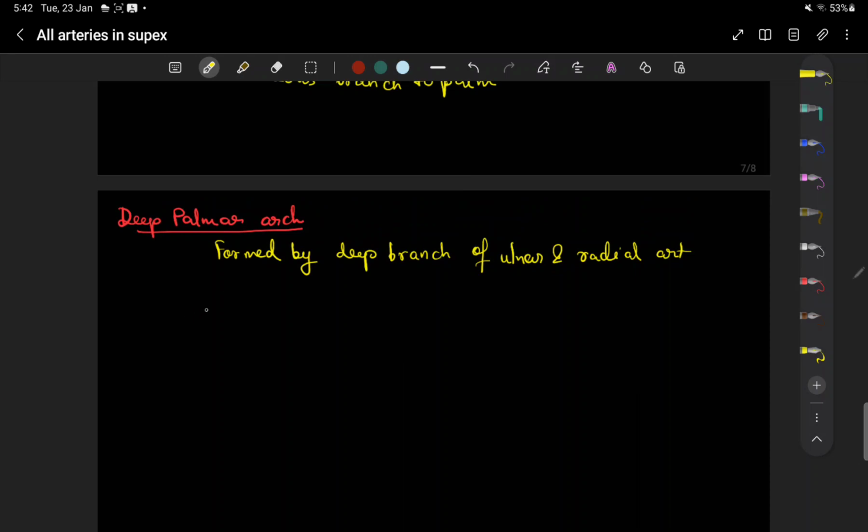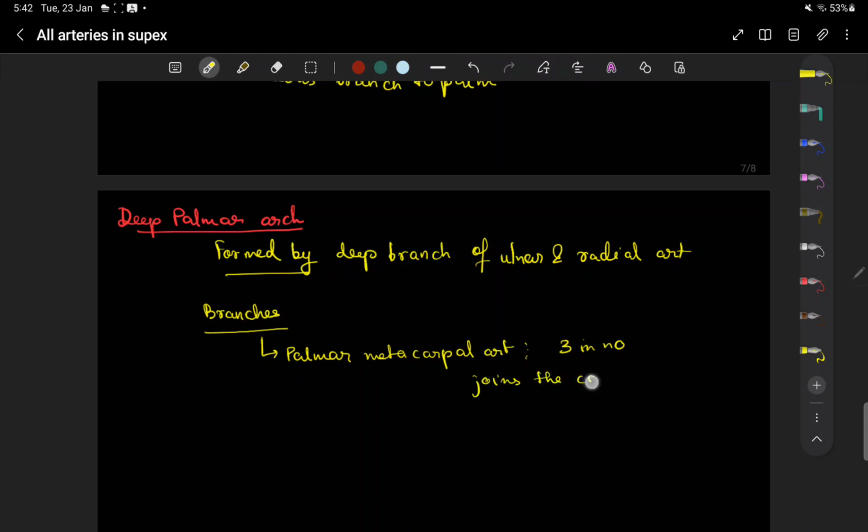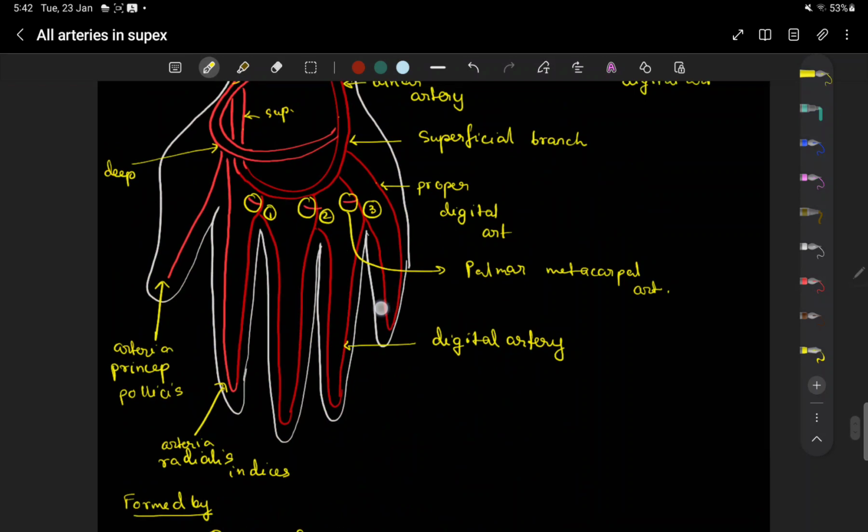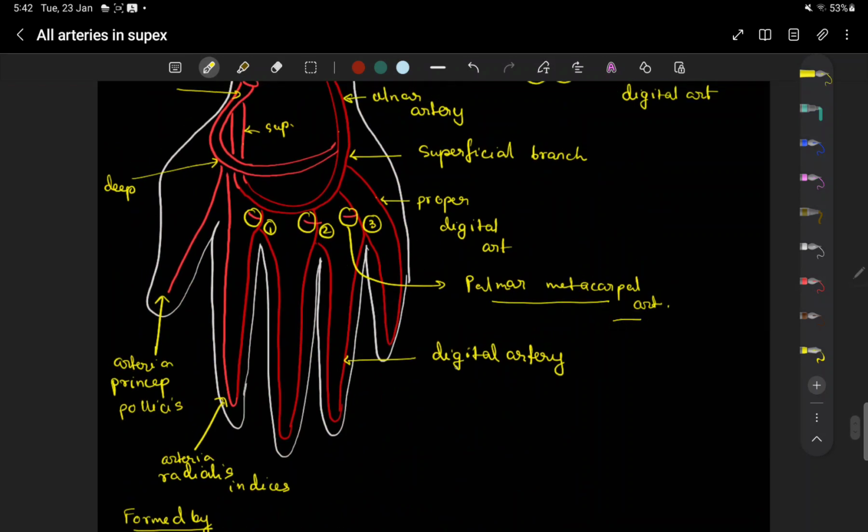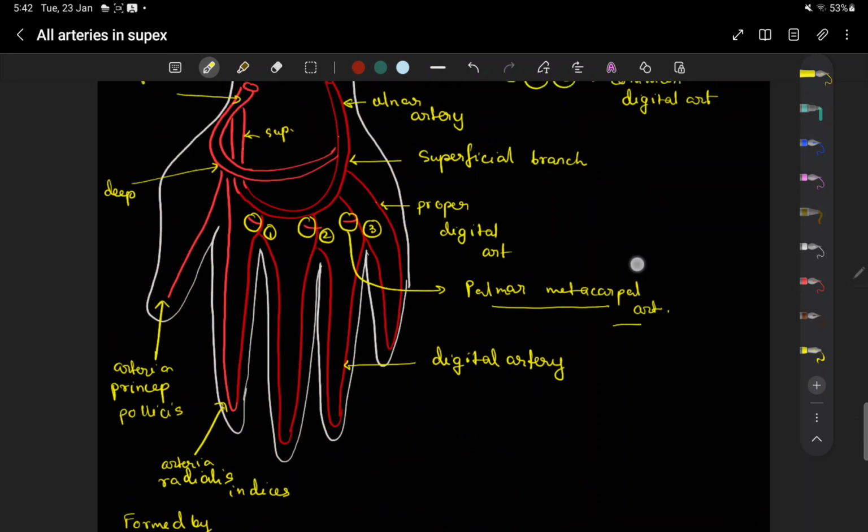So if we talk about the branches present here, one branch is the palmar metacarpal arteries, and these are 3 in number, and they join the common digital arteries. I just drew the diagram. Here I have seen that the palmar metacarpal arteries are seen joining the common digital artery.